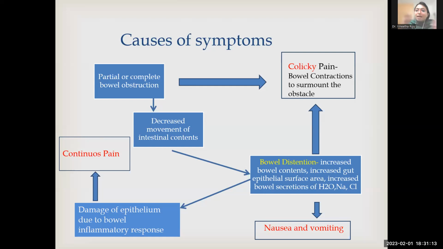Now, these are the areas where we have to tackle. As palliative physicians, we have important areas looking at us to be managed. The colicky pain, the increased secretions leading to nausea and vomiting, the decreased movement of the intestinal contents. All these are glaring at us. We need to manage all these when we are managing an intestinal obstruction.